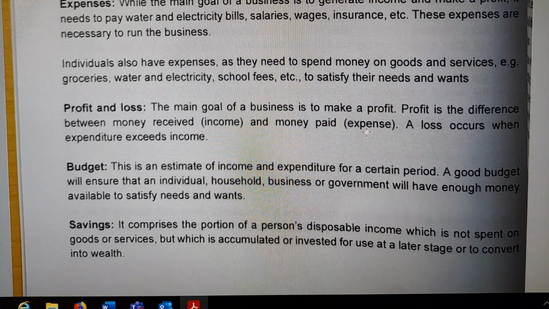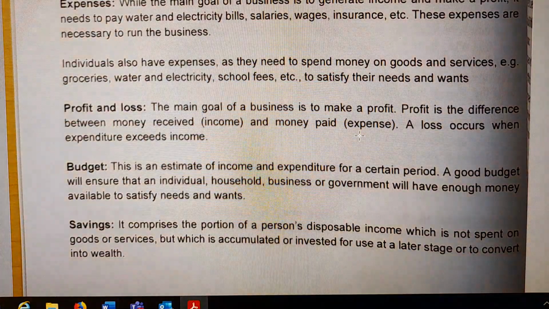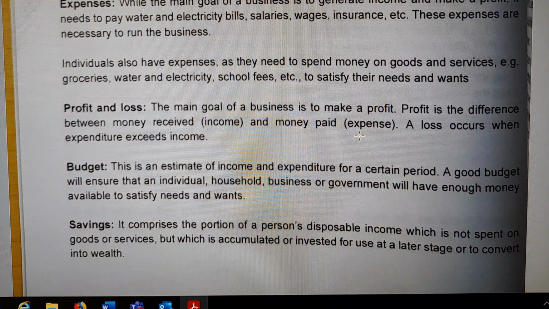If you get a positive answer, it is a profit, and if you get a negative answer, it is a loss. Don't worry about negative and positive for now at your level, but a loss occurs when expenditure exceeds income. So for a profit, income must be bigger than expense. Then you have a profit. But if expense is bigger than income, then you have a loss. So profit is income minus expense. And how do you see a profit? The income must be bigger than expense.